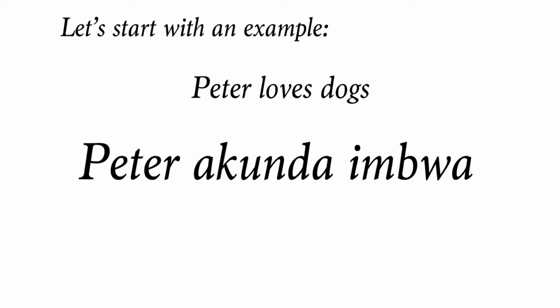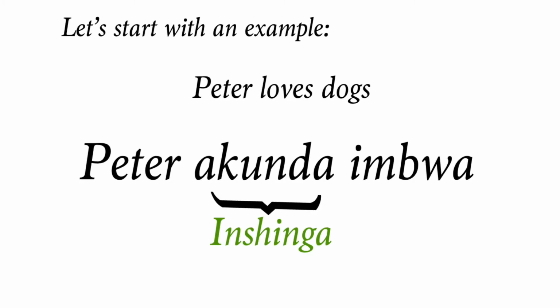Peter akunda abana. As you can see, this sentence has three parts, which is the subject, the verb, and the object. And the verb in Kinyarwanda is called inshinga, which is verb in English.